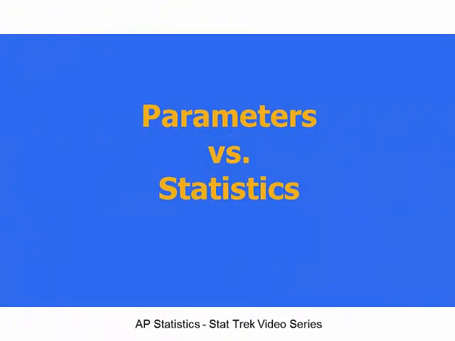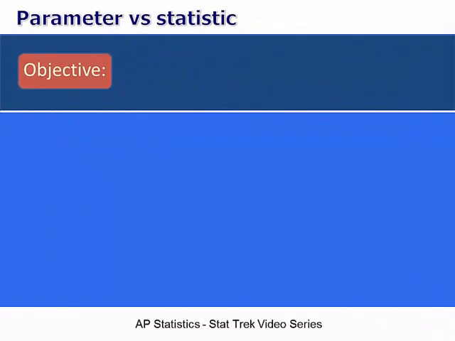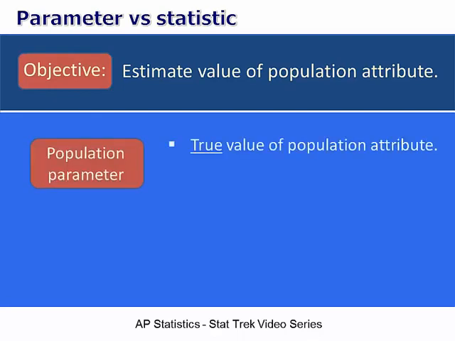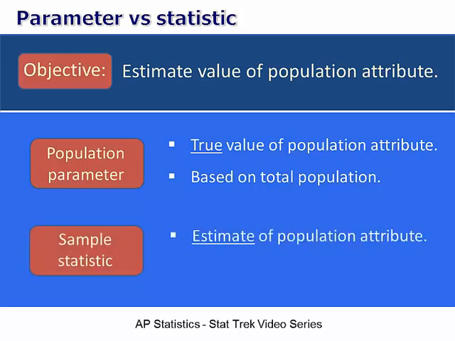First, let's talk about population parameters and sample statistics. The reason for conducting a sample survey is to estimate the value of some attribute of a population. A population parameter is the true value of a population attribute based on every element in the population. A sample statistic is an estimate of a population attribute based on sample data.